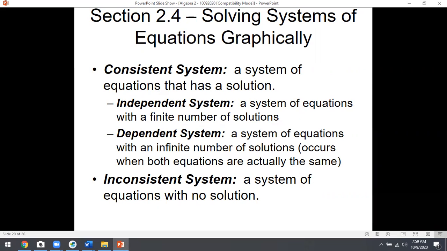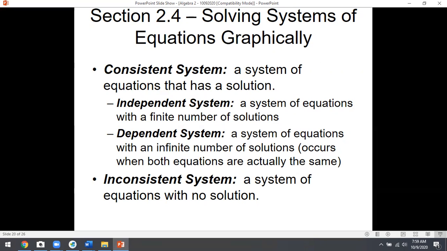The outside terms, consistent and inconsistent, are fancy words for you either have an answer or you don't. So when somebody says the system is consistent, all it means is you got out some answer. Maybe there's one answer, maybe there's 20, maybe there's an infinite amount, but if you got out an answer, the fancy word for that is consistent. If your graphs don't cross at all, and there is no solution, the fancy word for no solution is inconsistent. So the first thing you're always going to write down is either consistent or inconsistent.